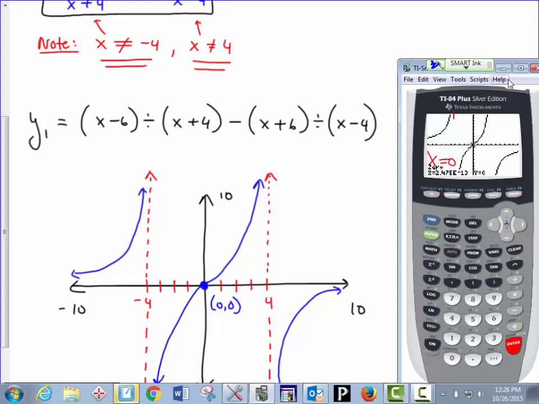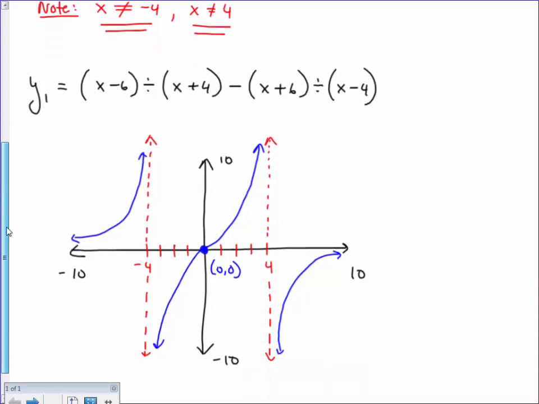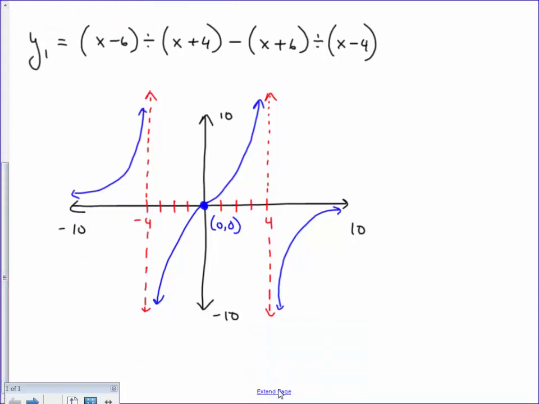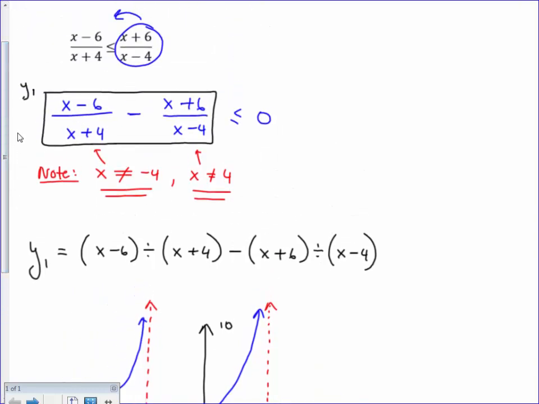Okay, we don't need our calculator any longer, so I'm going to minimize that. And then all we need to do is look at our graph, and we're able to answer the question from here. Okay, scroll back up a little bit here, and notice what our inequality says. We know that the 0 represents the x-axis. Then notice that this is less than or equal to 0. What that means is on or below the x-axis.